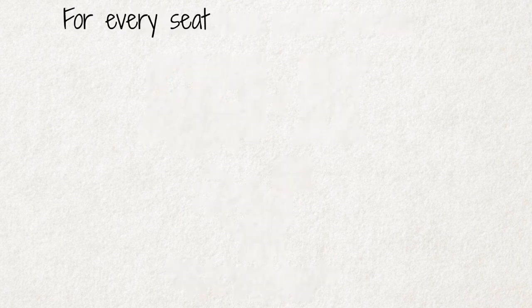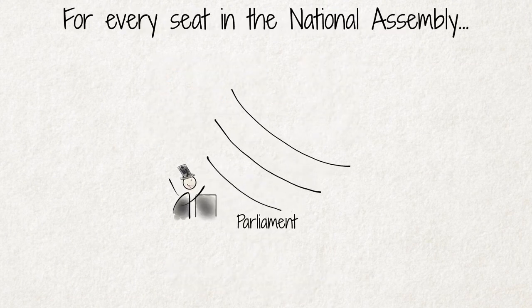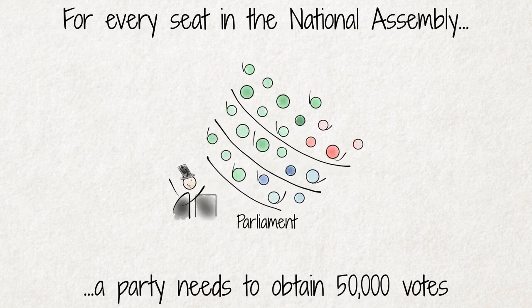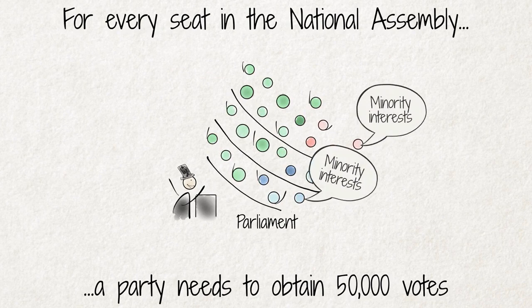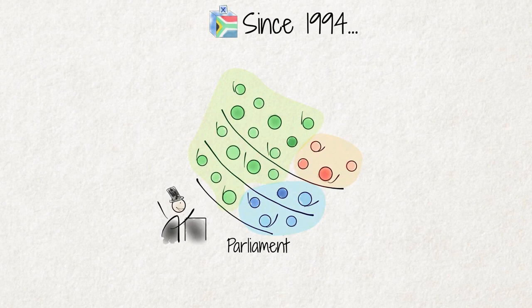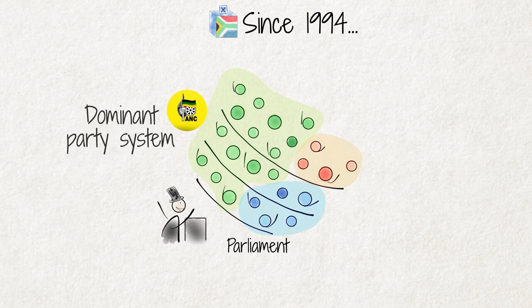For every seat in the National Assembly, the South African Parliament, a party needs to obtain about 50,000 votes. This system allows for smaller parties and therefore minority interests to be represented in our legislature. Since the first democratic elections in South Africa in 1994, the African National Congress, ANC, has always won a majority of the national votes in the country. For this reason, South Africa is sometimes called a dominant party system.